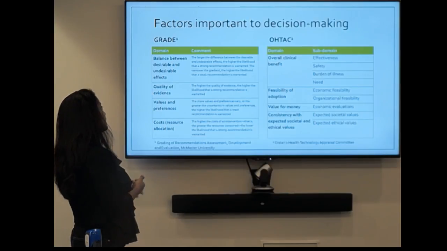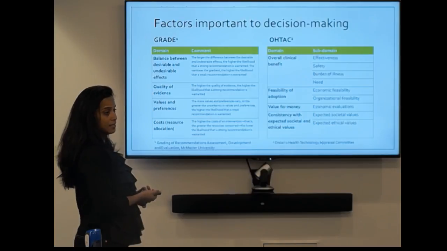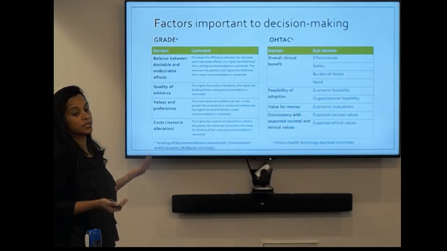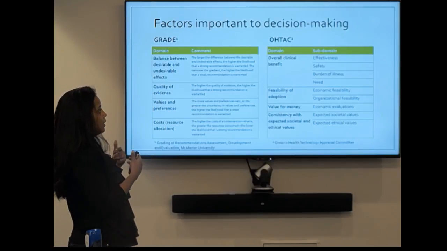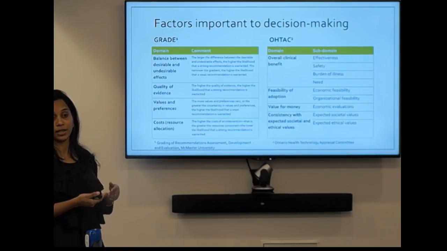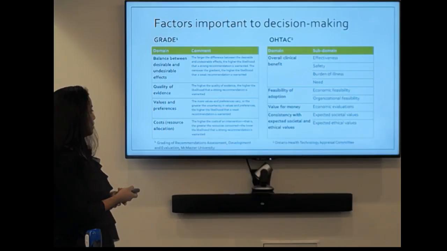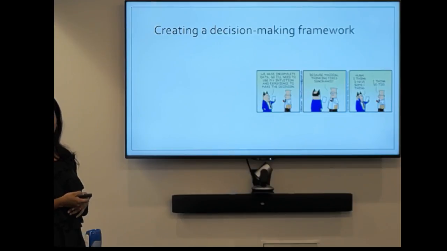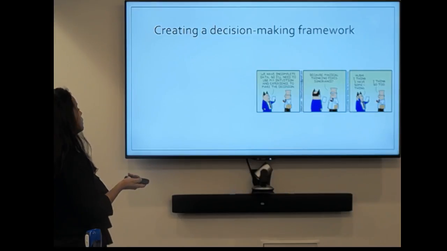I mean, what does it mean, balance between desirable and undesirable effects, or consistency with expected societal and ethical values? They're good concepts, but how do we integrate this into the decision-making process? And second, these are frameworks for decision-making in general, but they don't quite apply to a hospital-based health technology assessment unit because we have other factors that should go into the decision-making process. So that launched us into our odyssey of the decision-making process and how to come up with a tool.